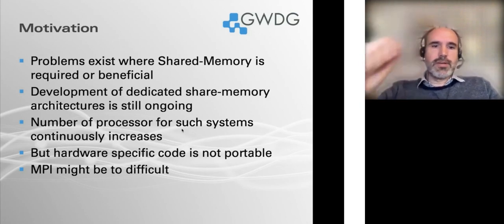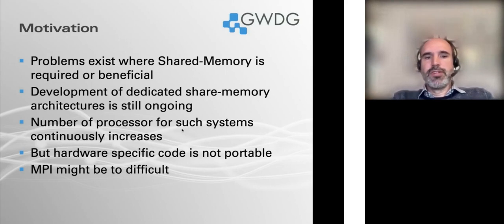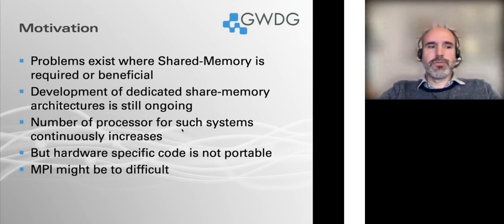Based on the developments, the number of processors available for such systems is still continuously increasing, the same as for the memory itself. The problem, of course, is that when you buy such a shared memory system, you will not go for very dedicated hardware-specific code because you would depend too much on the hardware itself. That's why you look for code which is portable, and you know that MPI might not be suitable for such a system. That's why OpenMP is the best solution. It's hardware independent.